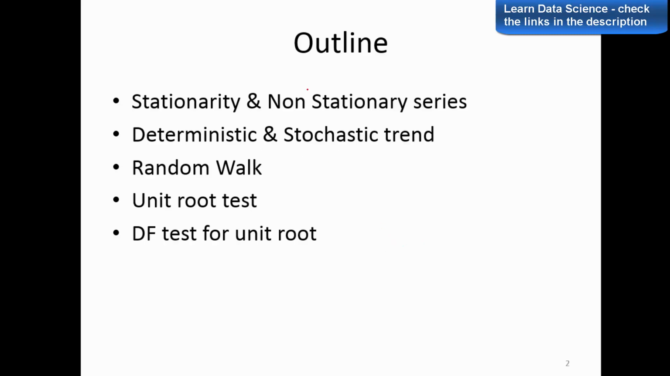Alright, so the outline for this session is that we'll first talk about what is stationarity and what is non-stationarity in time series, which is the common thing in time series data. Then I'll talk about what is deterministic and stochastic trend and the difference between these two types of trends. And then I'll talk about what is random walk, and then the unit root, and then the unit root test, and finally the Dickey-Fuller test to find out unit root. So that's what we are going to learn in this particular session.